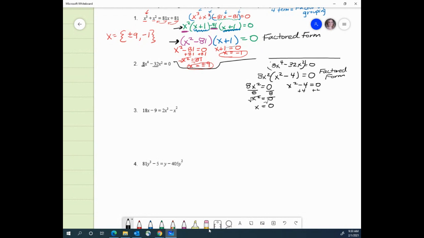Now, over here, I'm going to add 4, get x squared equals 4. I take the square root of both sides, x equals plus or minus 2. So my solution set is 0, plus or minus 2.